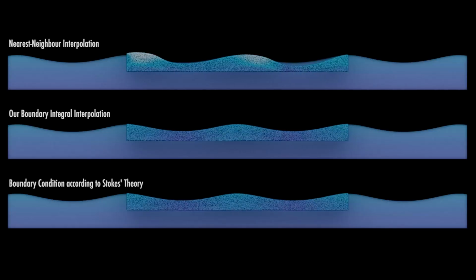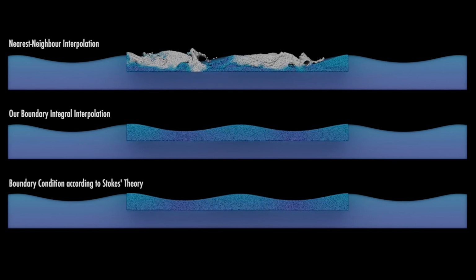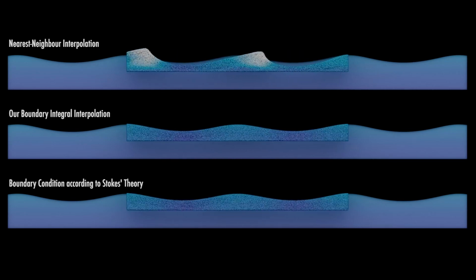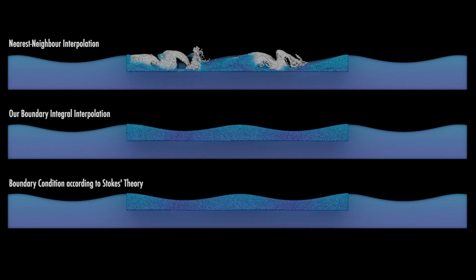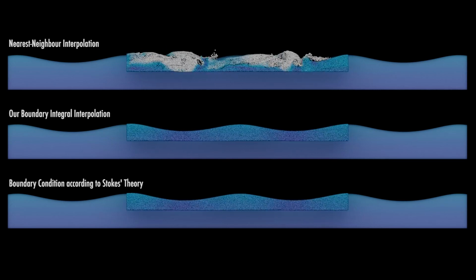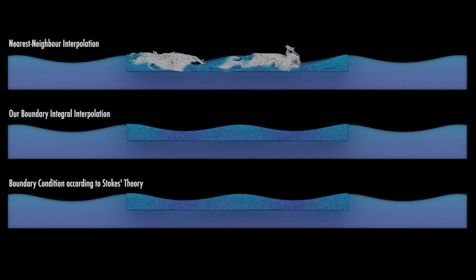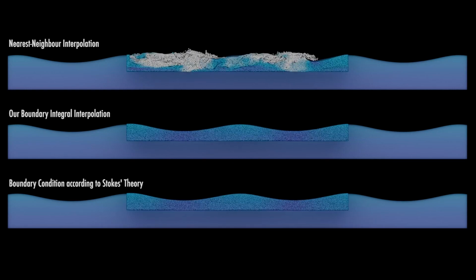The FLIP simulation requires the flow velocity inside the BEM mesh. Our boundary integral velocity interpolation can provide physically accurate flow boundary condition for the FLIP simulation in a Stokes wave scene. The simple nearest neighbor velocity interpolation cannot provide the correct velocity to keep the waveform in the FLIP simulation.